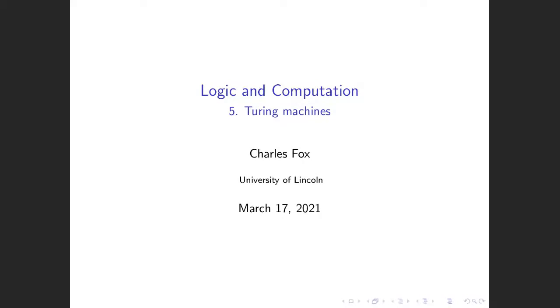So in the last couple of weeks, we have looked at the Lambda calculus as the original definition and model of computation.